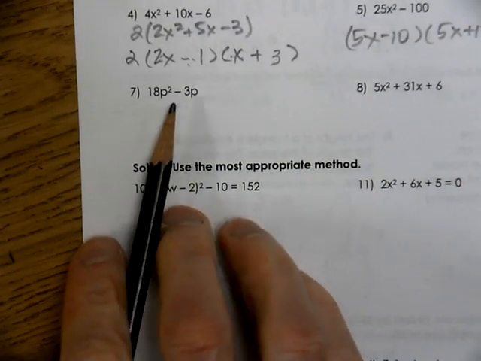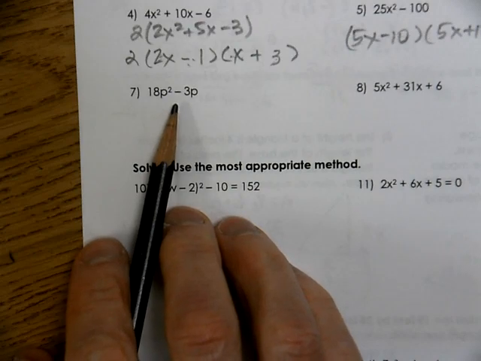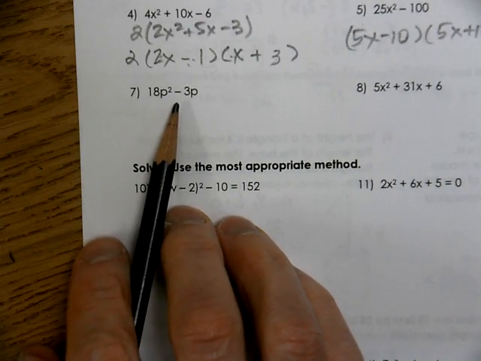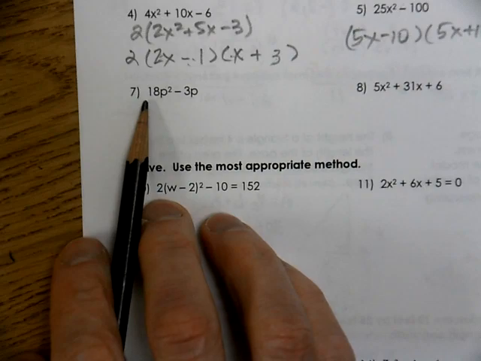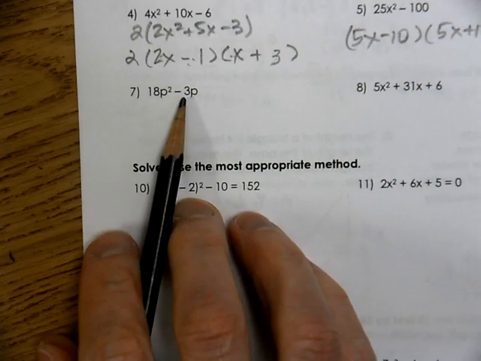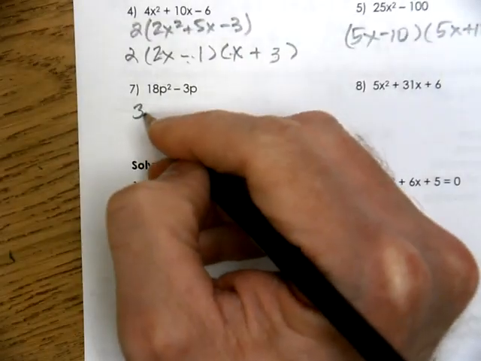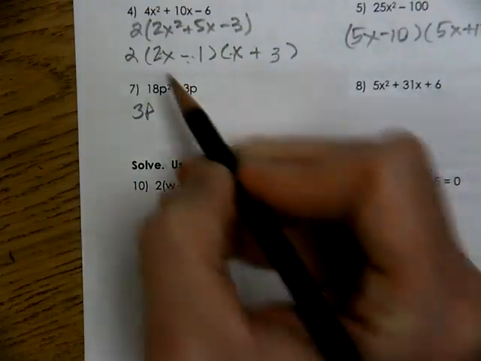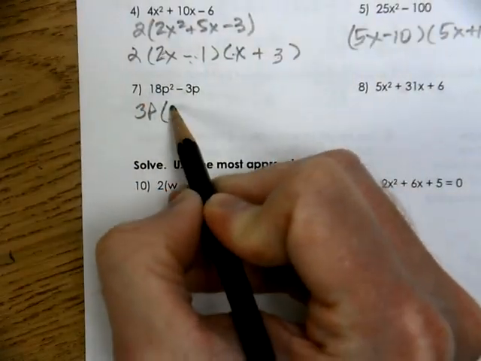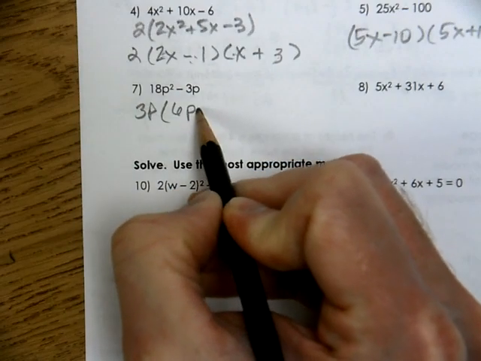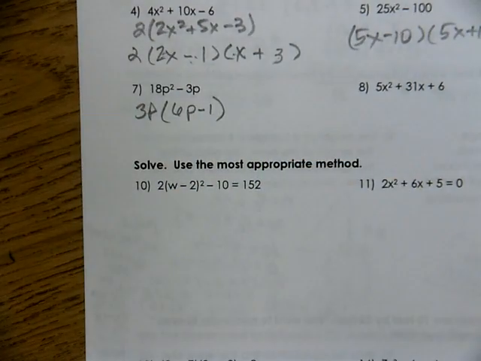I look here, I see the difference. So maybe this is a difference of two squares. But I can't take the square root of 18. I can't take the square root of 3. I definitely can't take the square root of p. But if I factor out 3p, that leaves me with 6p minus 1. That happens to be factored all the way. There's nothing else I can do with that one.